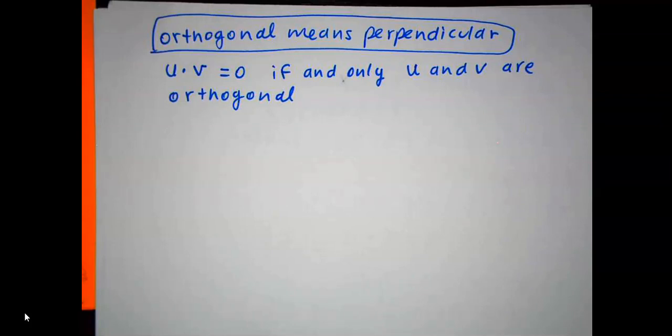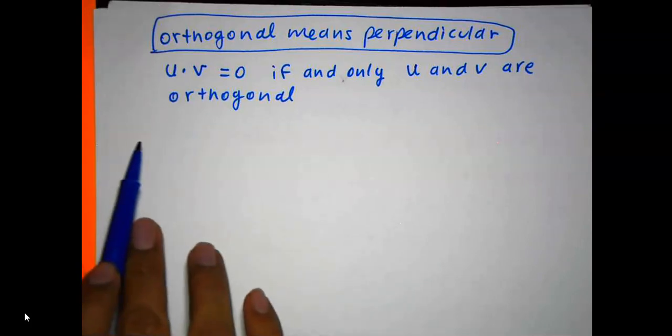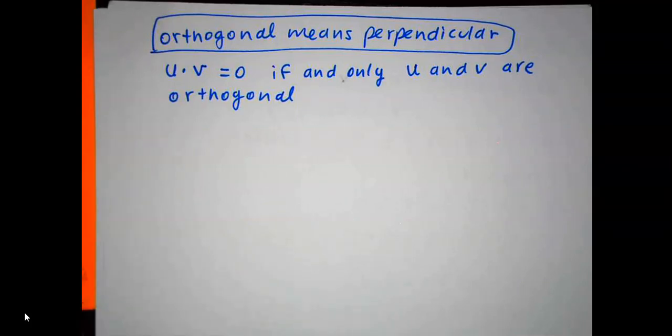I'm going to ask you some questions in WebAssign and also on the test. I'm going to give you two vectors and ask you if they're orthogonal or not. What do you do? You do the dot product. If the dot product is 0, they are orthogonal. If the dot product is not 0, they're not orthogonal. The dot product needs to be equal to 0.